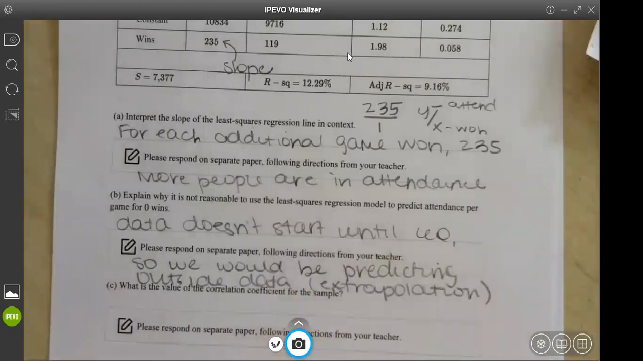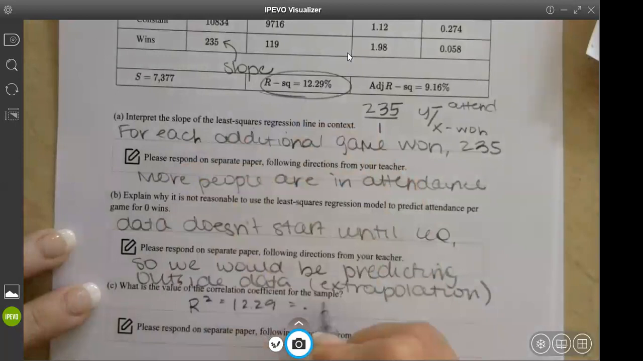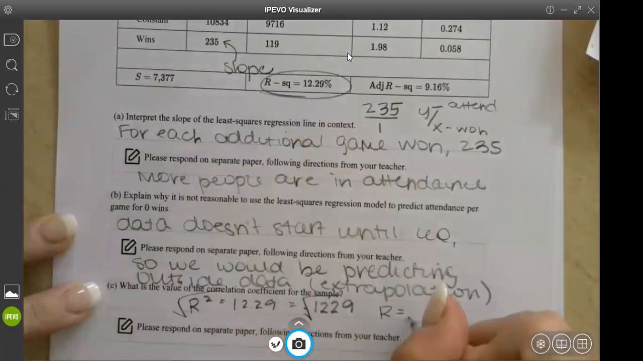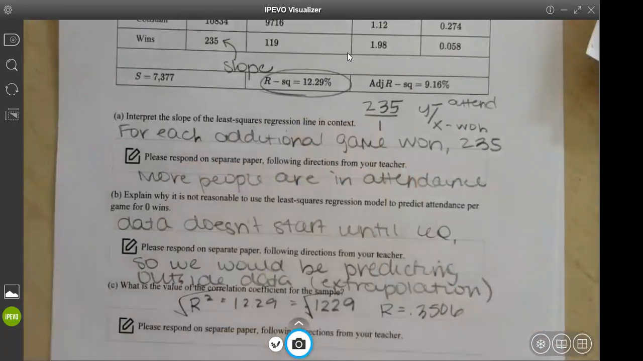All right, what is the value of the correlation coefficient for the sample? What represents correlation coefficient? It is R. What do they give us in the chart? They give us R squared. So we have R squared equals 12.29 or 0.1229. So we're going to take the square root and we get R equals 0.3506. That's literally it.